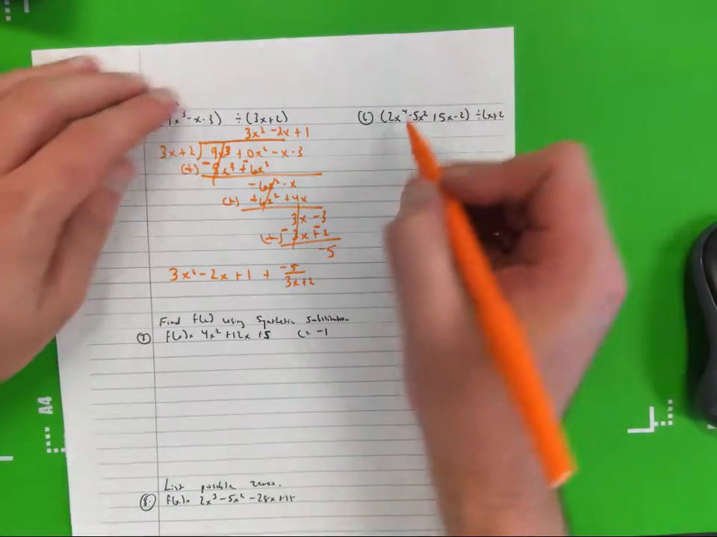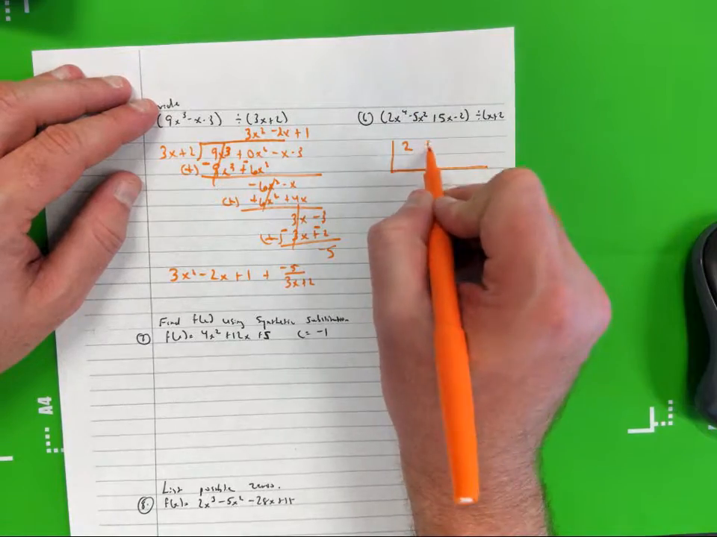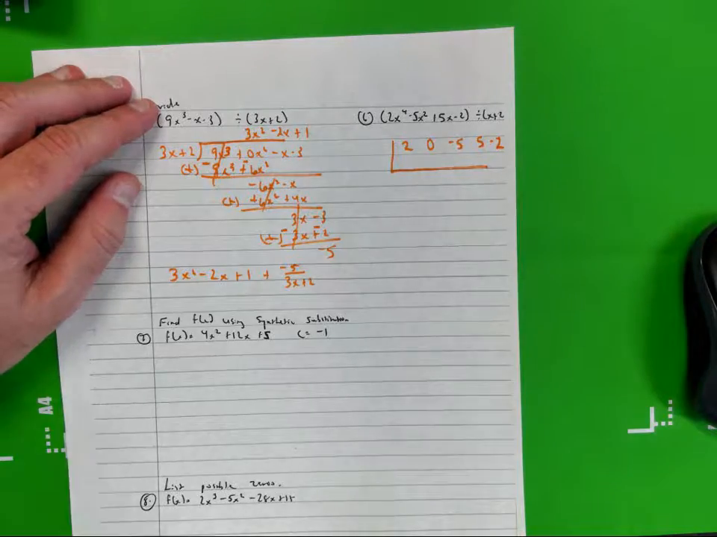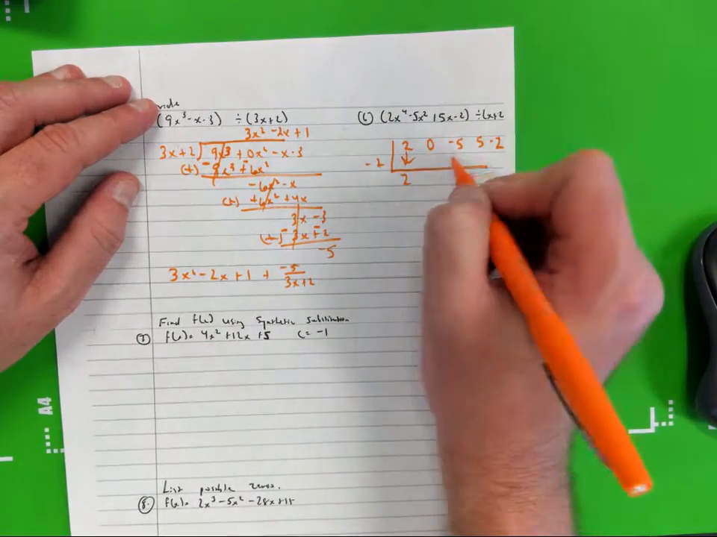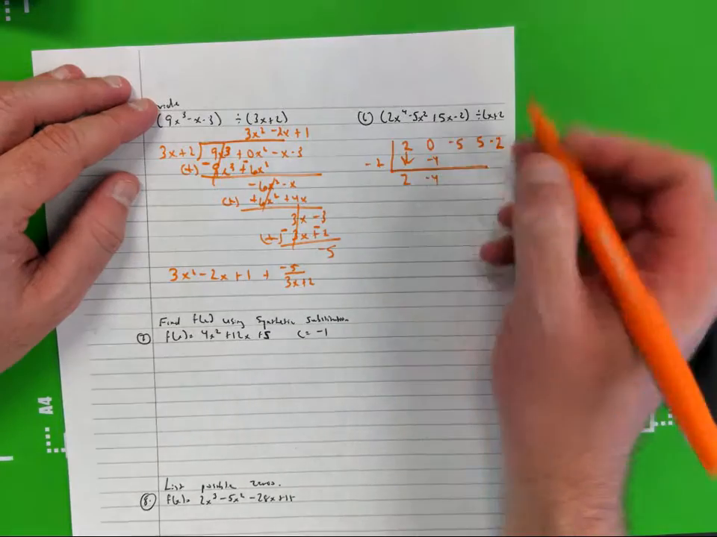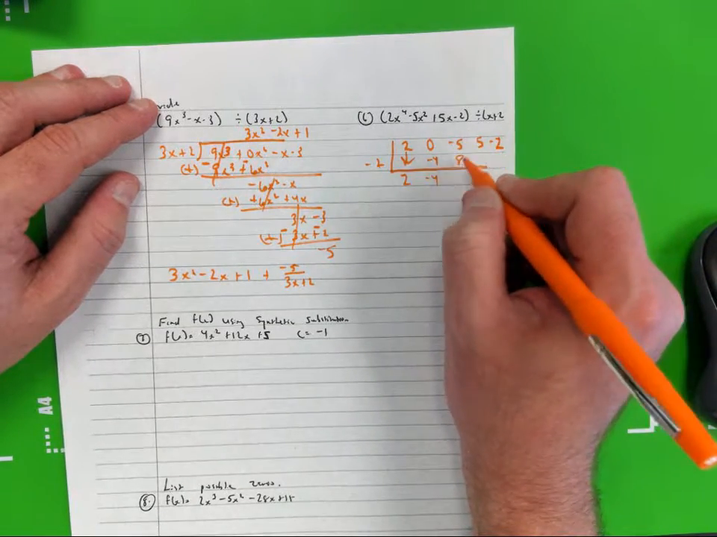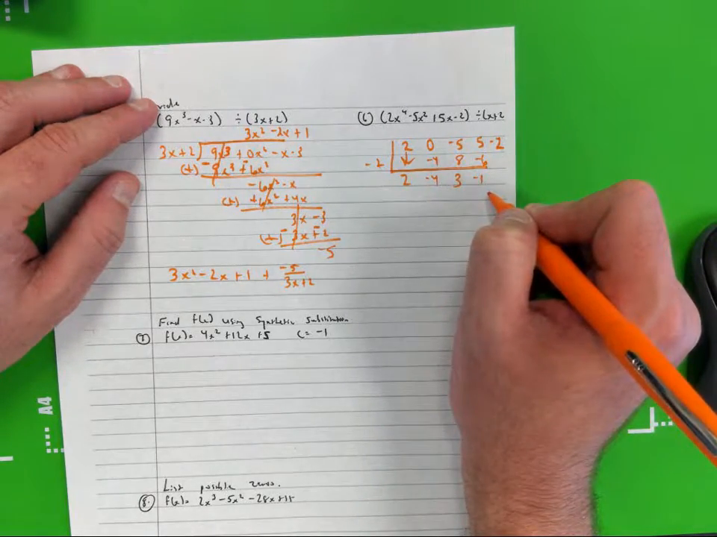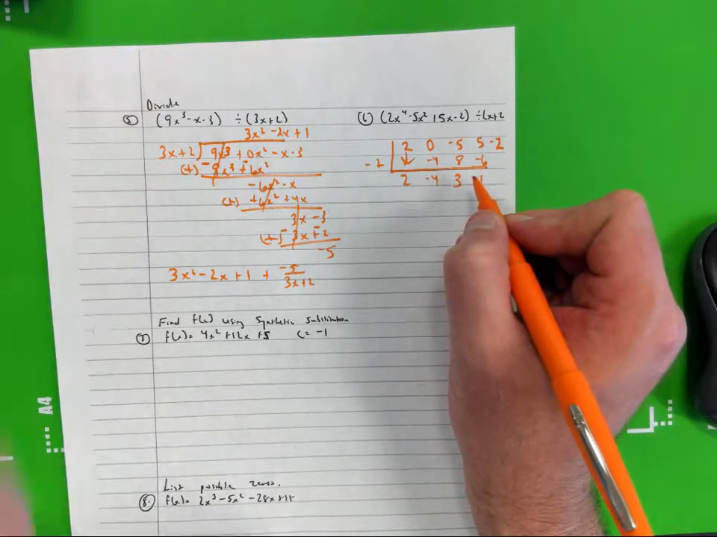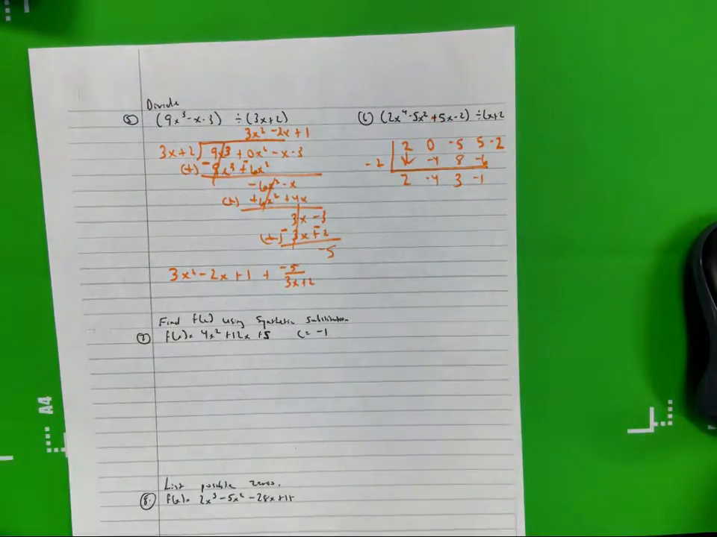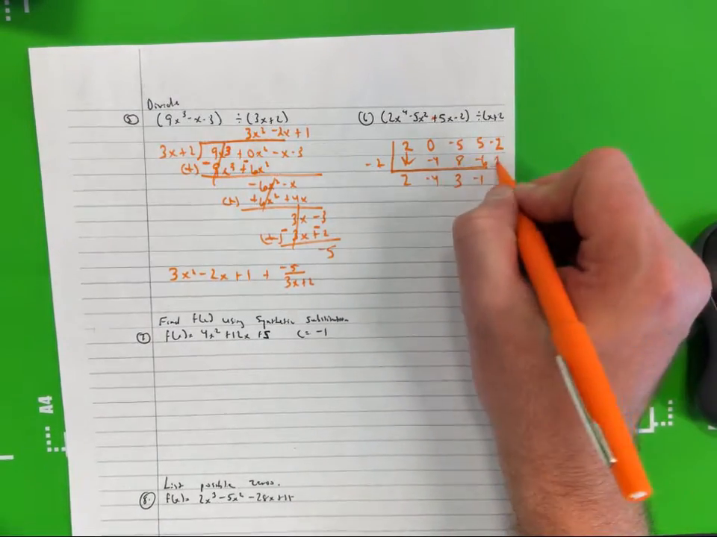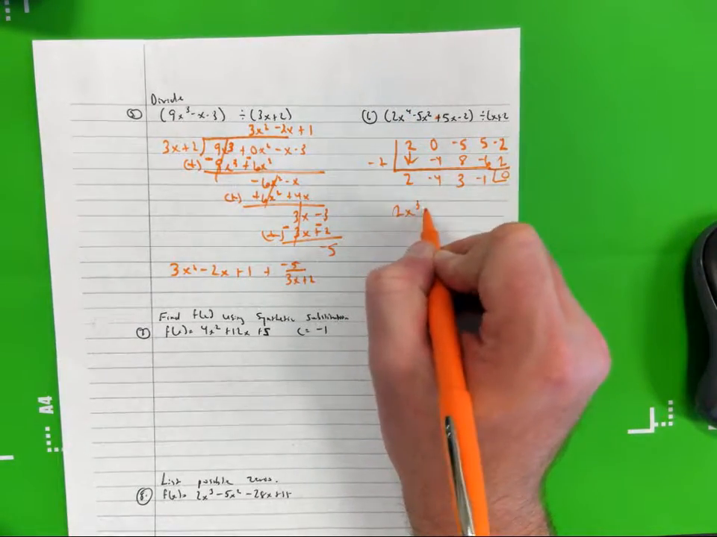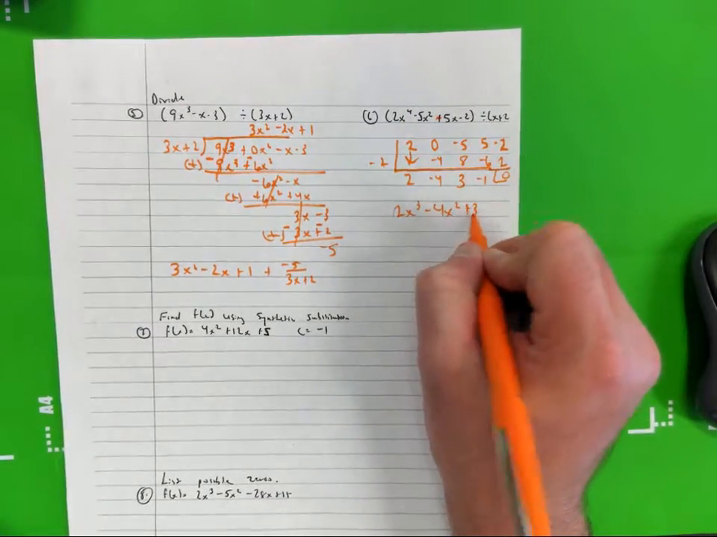Alright, number 6, we said synthetic. There's no power 3, so I put a 0. Do I put 2 or negative 2 when it's in that form? Negative 2. Negative 2 times 2 is negative 4. Negative 2 times negative 4 is positive 8. Negative 5 and 8 is 3. What now? Oh, that's supposed to be a plus. Yeah, sorry. Negative 2 times negative 1 is 2. I have a remainder of what? So I would write that. I started with x to the 4th, so I'll write 2x cubed minus 4x squared plus 3x minus 1.